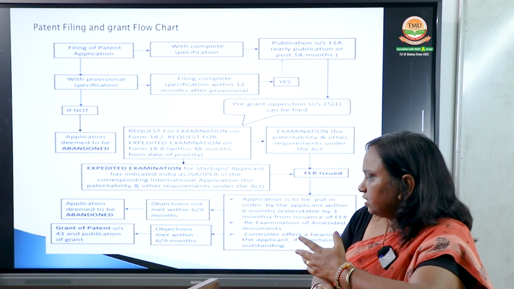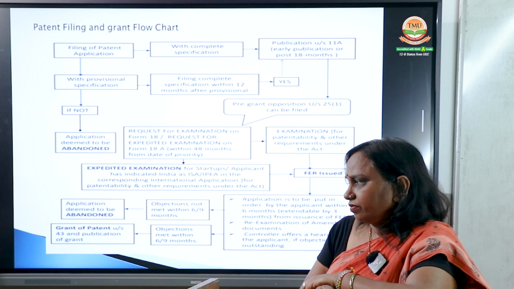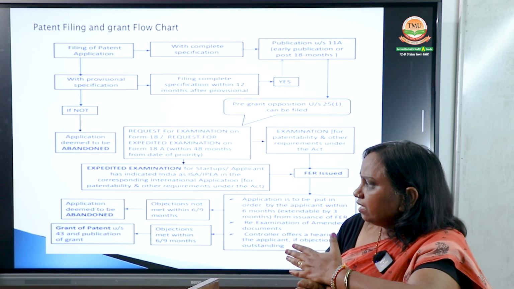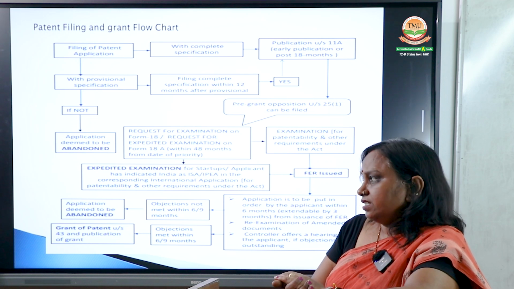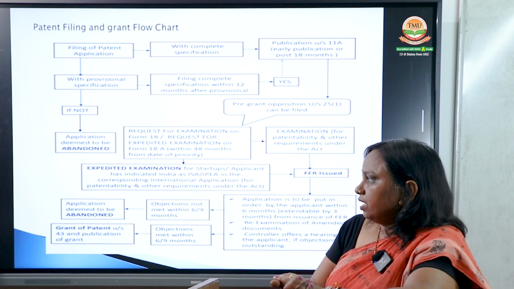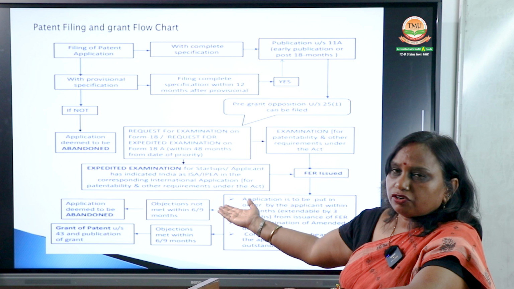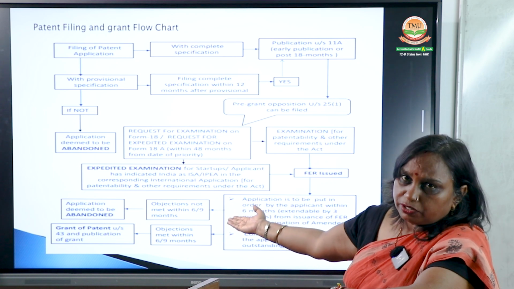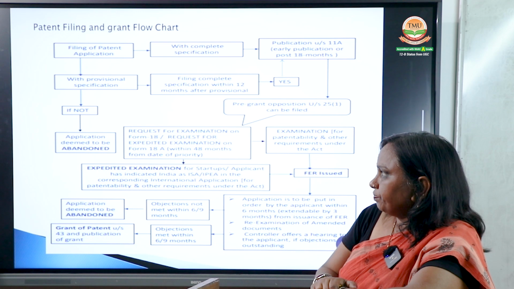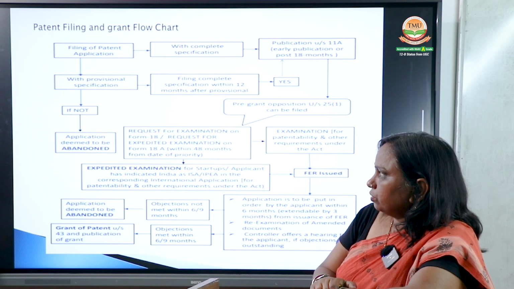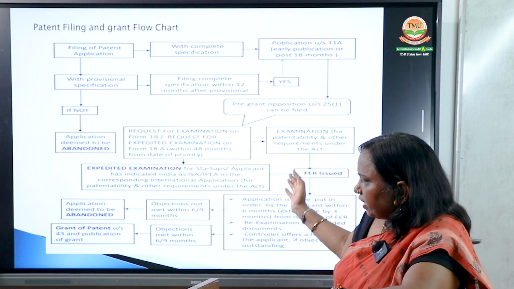Sufficient time is given, 6 to 9 months, and then if it is okay, the patent is granted under section 43 and it is published. Otherwise, if the objections are not met within this time limit of 6 to 9 months, then it is deemed to be abandoned. So this is the process for the entire grant of patent.